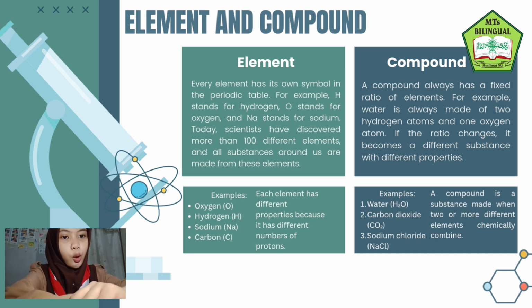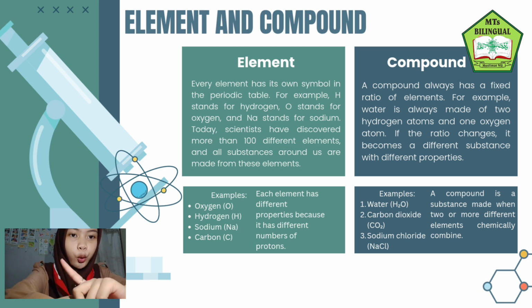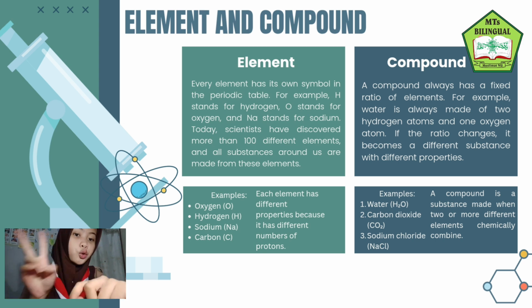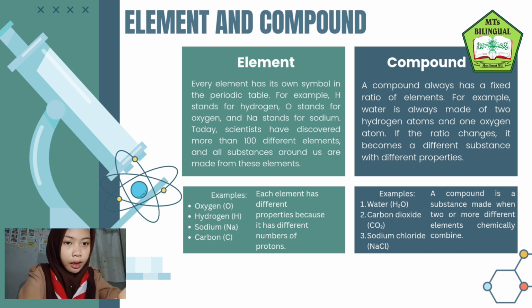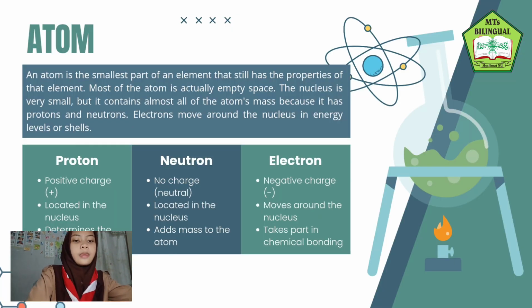So, example, water, H2O, carbon dioxide, CO2, and sodium chloride, NaCl. A compound is a substance made when two or more different elements chemically combine. And then we go to the atom.